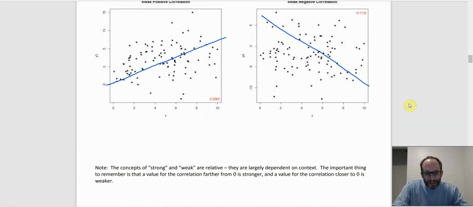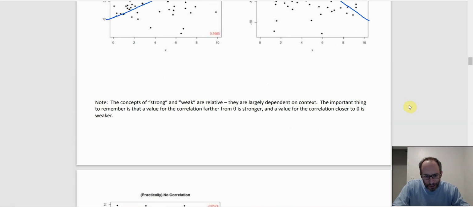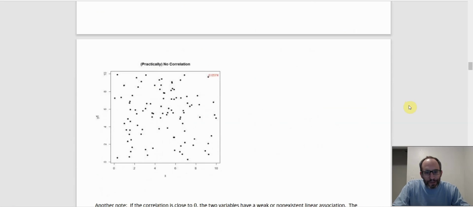And then there's one more. It's actually on the next page. Practically no correlation. It's negative 0.0574. And if you look at that one, you think, yeah, I don't even know where to begin drawing in the best fit line. But that's kind of the point, right? If you have no correlation, or zero correlation or close to zero, that's what it should look like.